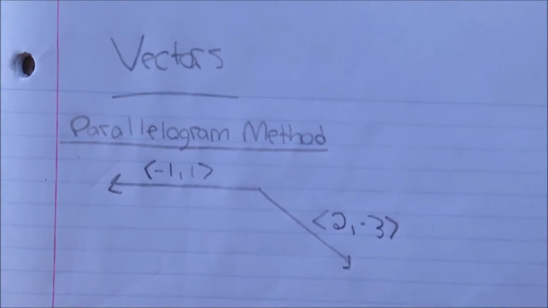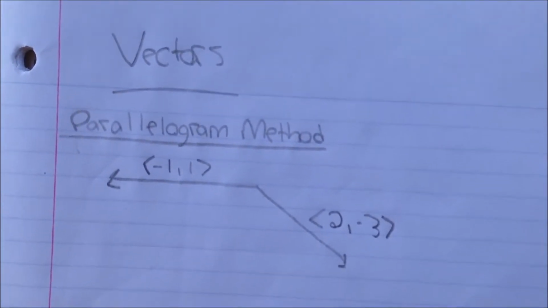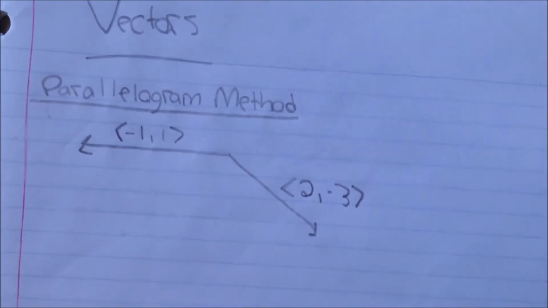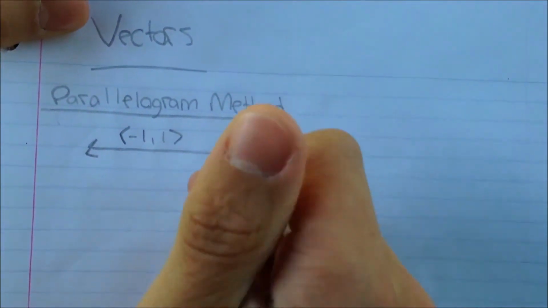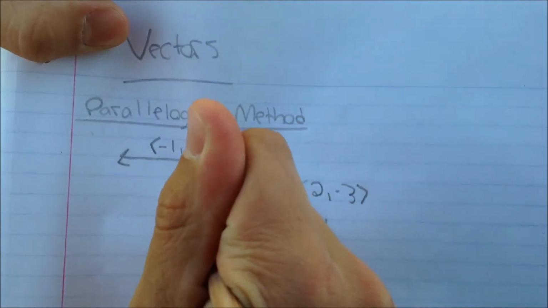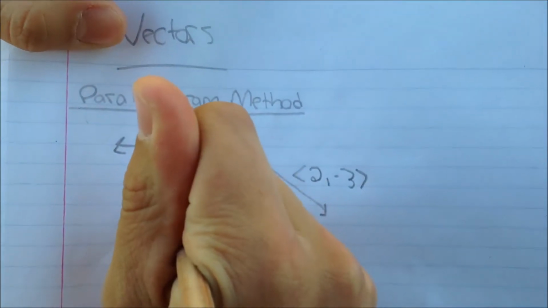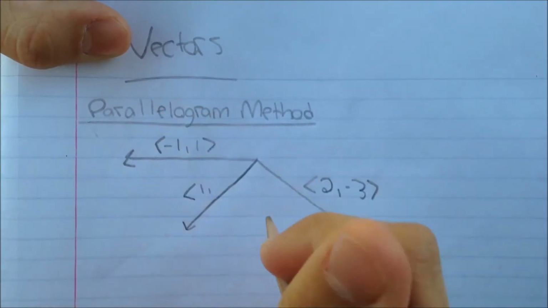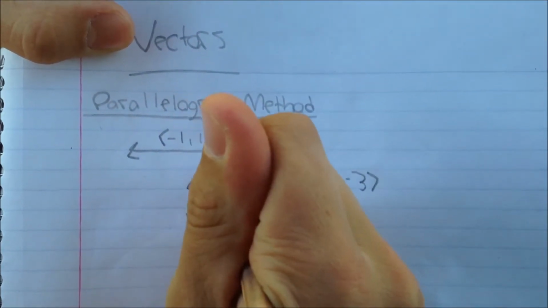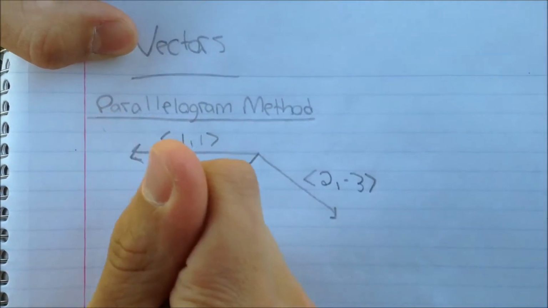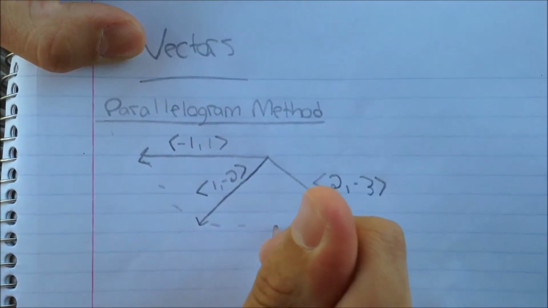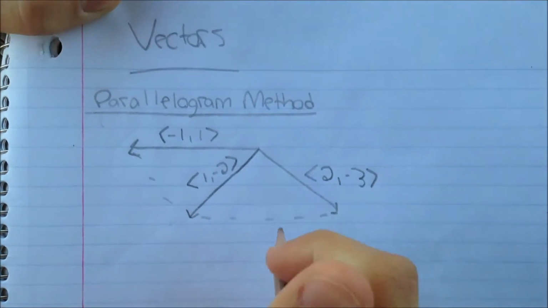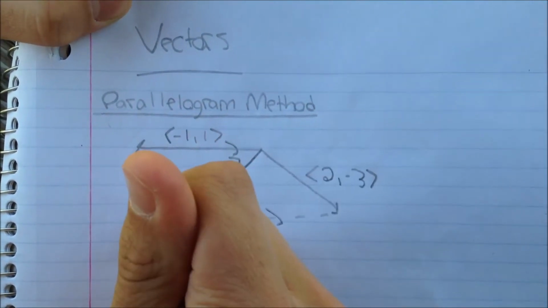Now we are going to look at the parallelogram method for adding vectors. All you do is add these two vectors here, and you get this vector in the middle, which is vector 1, -2, and then you connect these, and it forms a parallelogram because they're parallel.